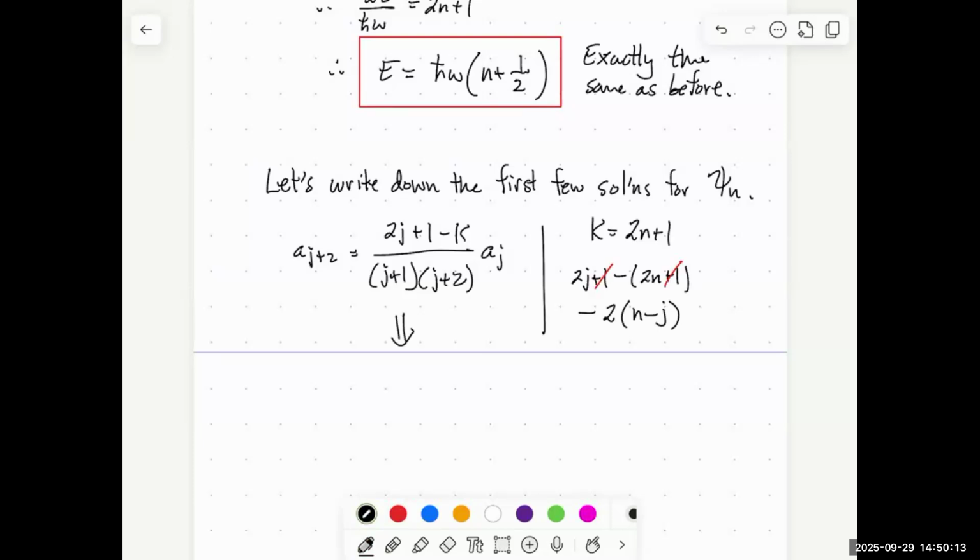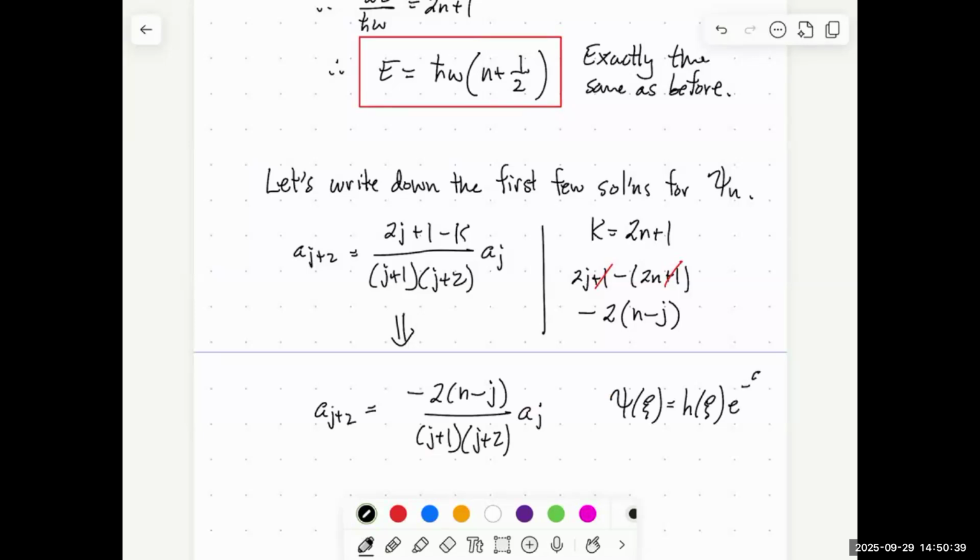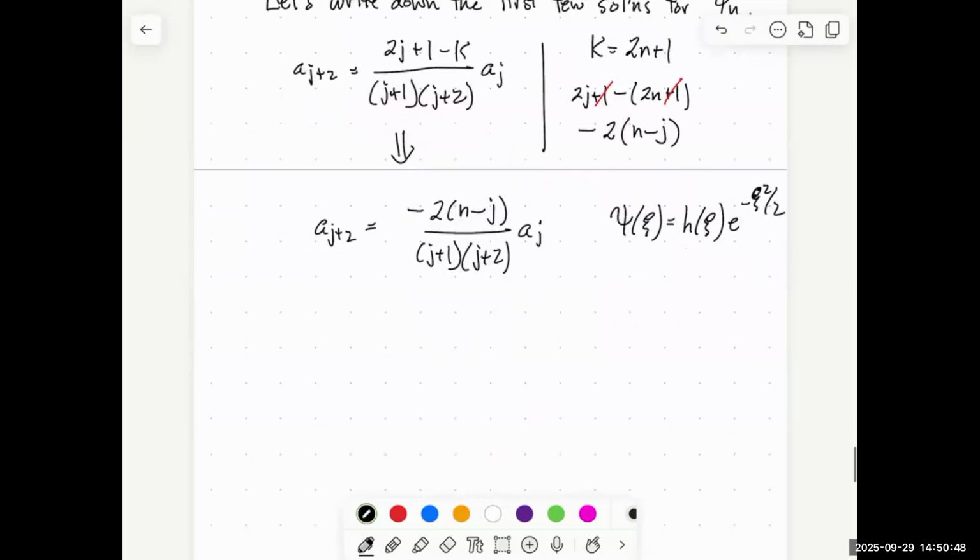And so it becomes a(j+2) equals the numerator, which is now -2(n - j), over (j + 1)(j + 2), times aj. And our wave function, or our stationary states, are h of z times e to the minus z squared over 2. Okay, so our goal is to find the power series. So let's try it. We'll start with n equals 0. Let's try to find the ground state.